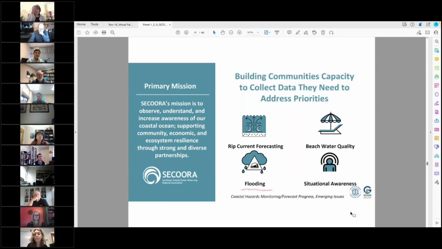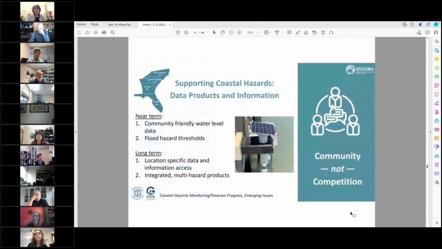Next slide, please. So in terms of near-term and long-term needs around coastal hazards, and particularly with flooding, we initiated last year a low-cost water level network. We've installed between 70 and 80 new water level sensors. When I say low cost, these are in the $500 to a couple thousand dollar range. They're being installed in partnership with academic, private sector, and community partners.